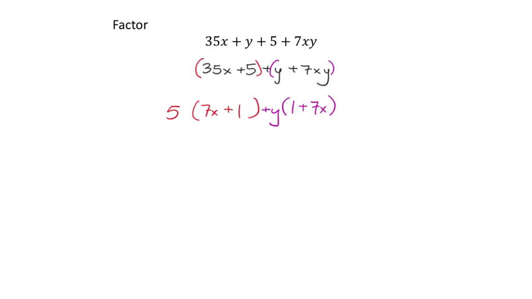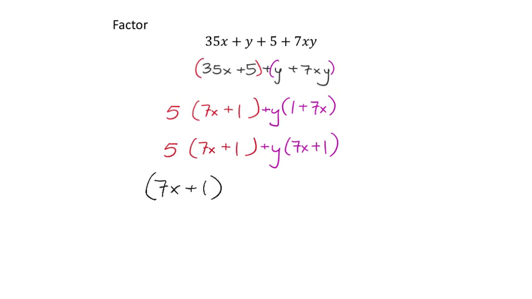Well, the two sets of parentheses, let's rewrite this one more time, which most students wouldn't do, but I'm going to do it just to be thorough here. I've got the first set of parentheses there, 5 times 7x plus 1. But then I'm going to add the y, and the set of parentheses that's attached to the y, I'm going to change the order of that just so we can see that the two sets of parentheses actually are the same.